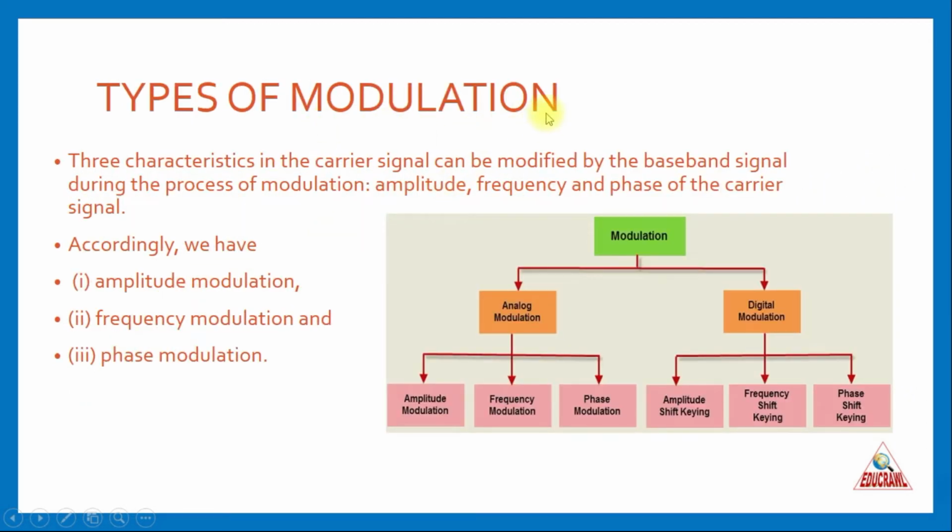Next, we will see the types of modulation. We know that the baseband signal is modified by the carrier signal. The carrier signal consists of three parts. In the previous slide we saw the three parts are amplitude, frequency and phase. So if the amplitude, frequency or phase is changed in accordance with the baseband signal, we get the three types of modulation. If the amplitude is changed, it is called amplitude modulation. If the frequency is changed, it is called frequency modulation. And if the phase is changed, it is called phase modulation. These are the three types of analog modulation.